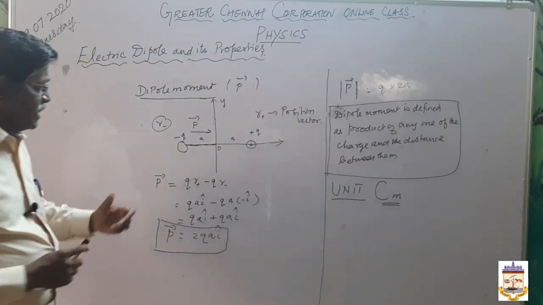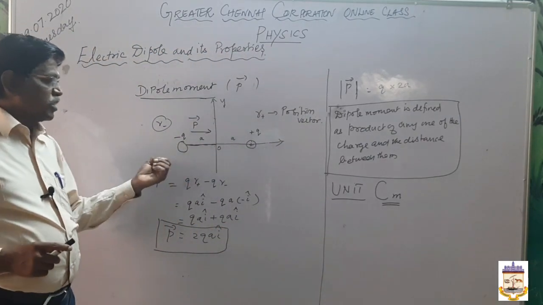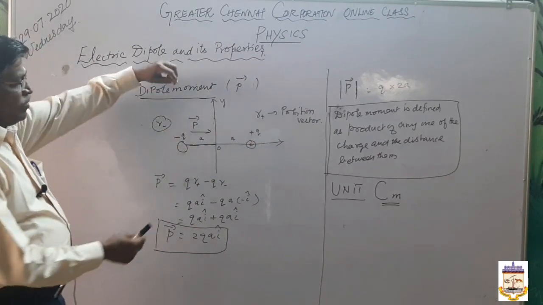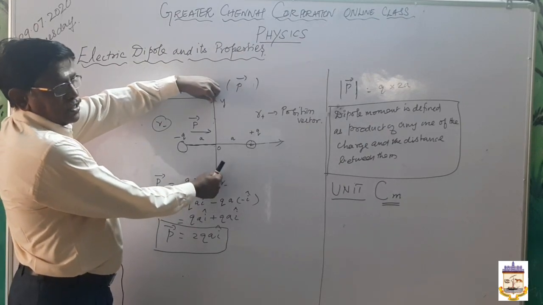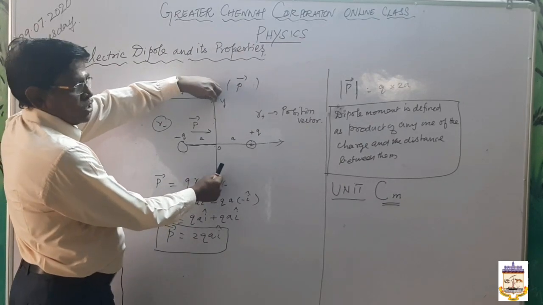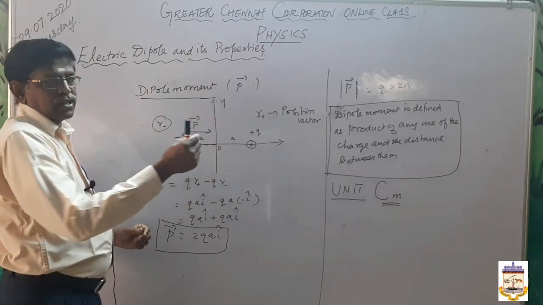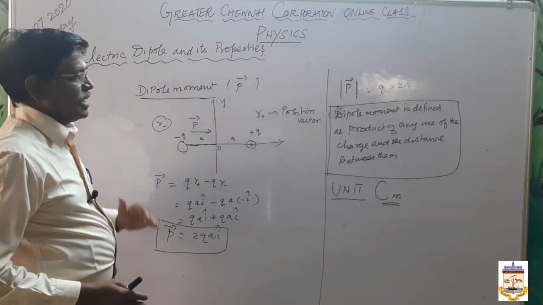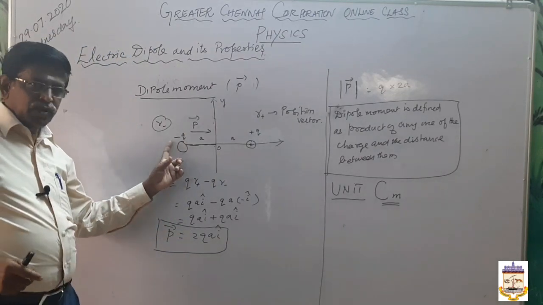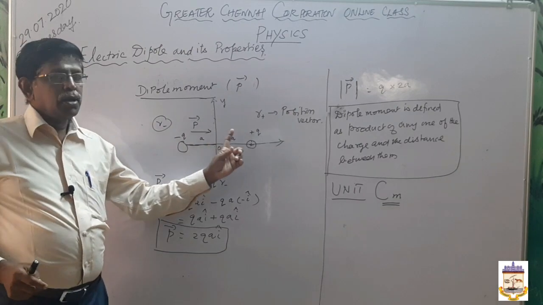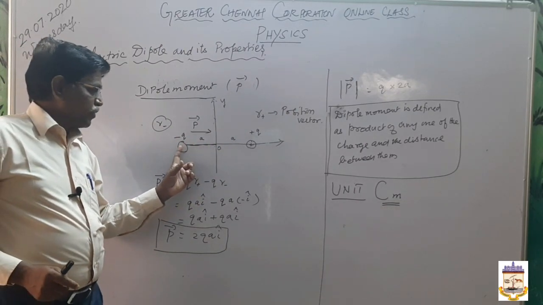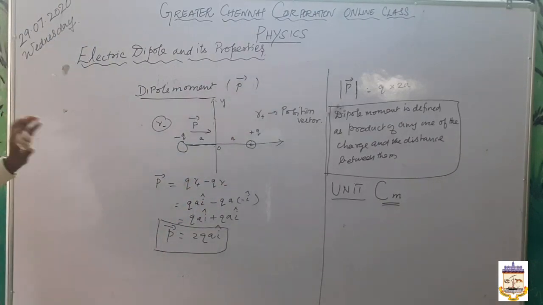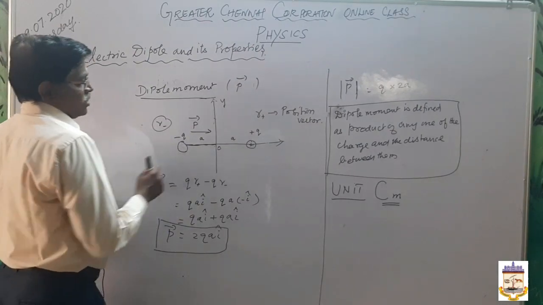See, in this case, we have taken the opposite charges, the dipole along the x-axis. Even when we take the dipole along the y-axis, like this, negative charge here, positive charge here, or along the z-axis, negative and positive, in all the cases the direction of dipole moment is always from the negative charge to the positive charge. Okay. See, in this case, we have assumed the opposite charges.